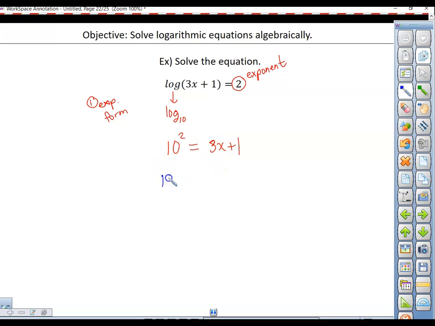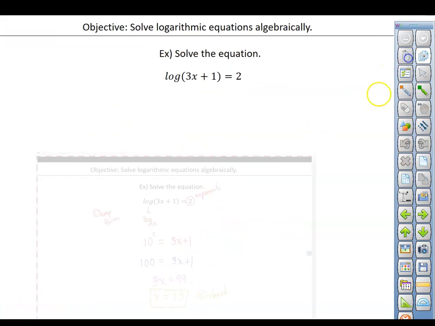So 10 squared is 100. And then I would subtract 1 from both sides, giving me 3x equals 99. And then dividing both sides by 3 will give me an x value of 33. Again, I have to check to see if this is a valid solution or not. So I'm plugging my 33 back into x for my argument, doing some math here, and that's going to give me 100, which is a positive number. Arguments need to be positive, so it's fine. It checks.